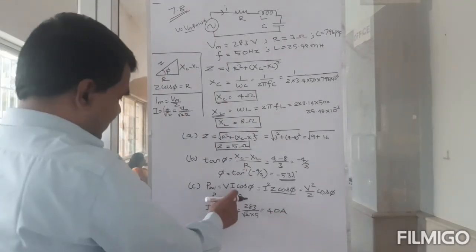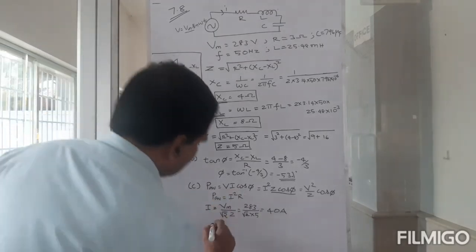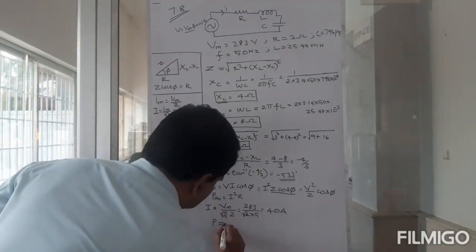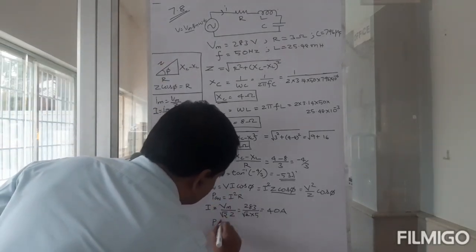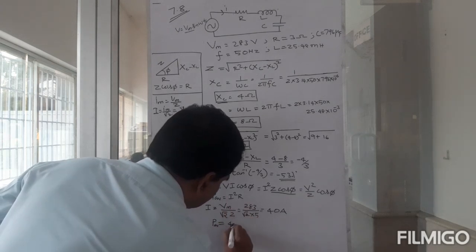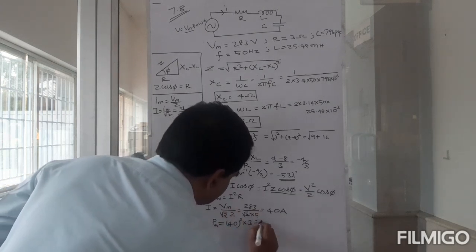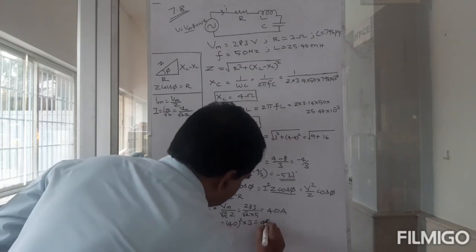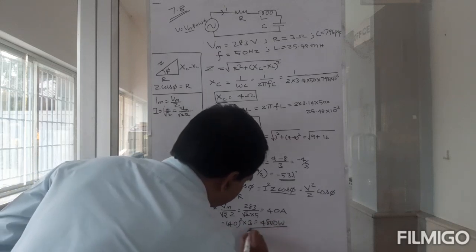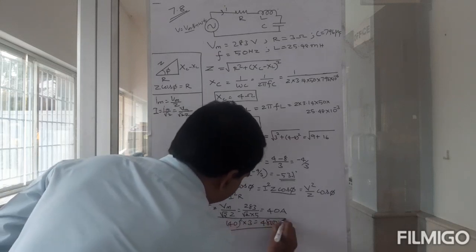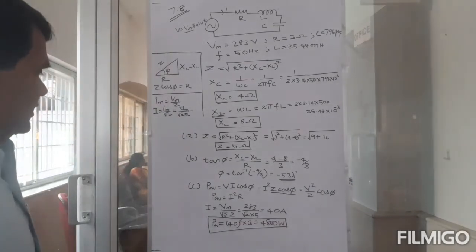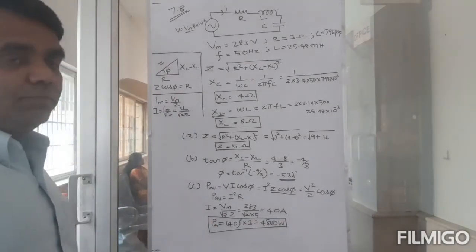So if I know I, then I can find I squared R. So the average power is equal to I squared R, that is 40 squared into R, which is 3. So this is going to be equal to 4800 watts. So that is the power.